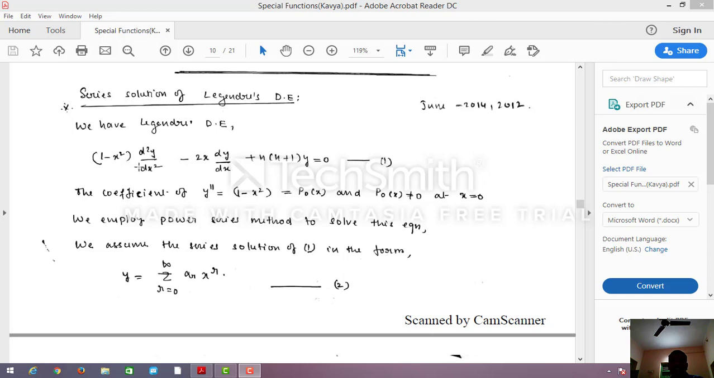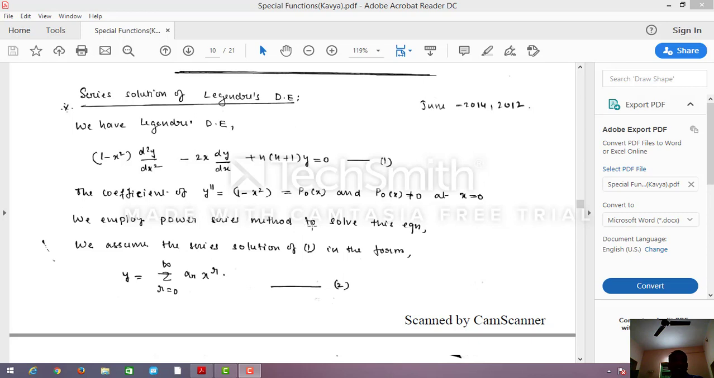Here, the coefficient of y double dash is 1 minus x square, which is p naught of x. If we put x equal to 0, p naught of x is not equal to 0. At the same time, in the Bessel equation, we got p naught of x equal to 0. Here, in the Legendre equation, p naught of x is not equal to 0 at x equal to 0. So, in Bessel we applied the Frobenius method; here we are applying the power series method to solve this equation.